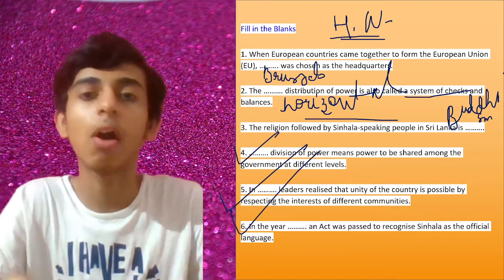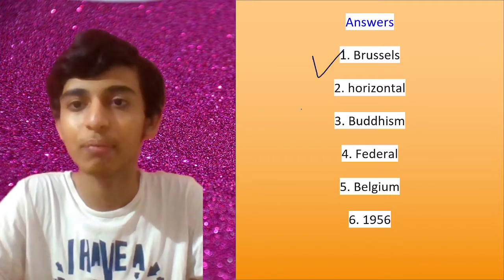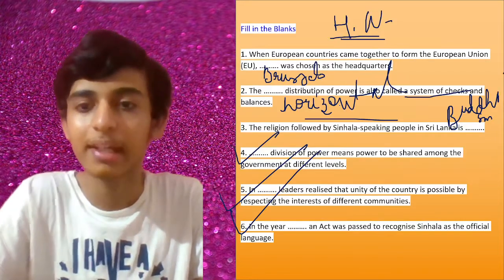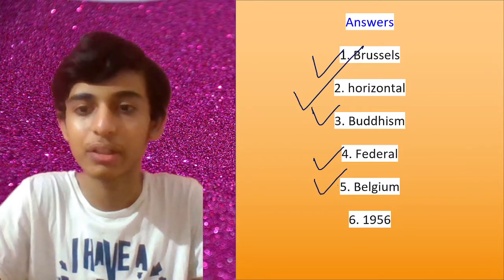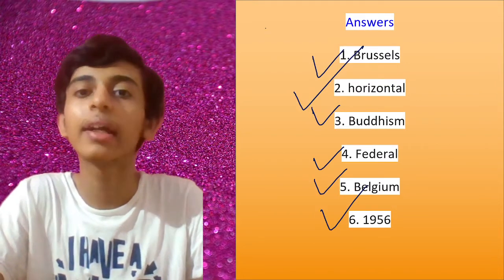Do let me know in the comment section. I will be waiting for your responses. So thank you so much for attending the session, and these are the answers for the homework question: Brazil, horizontal, Buddhism, and these 3 I have given you: federal, Belgium and 1956. You can just have a look and read it.